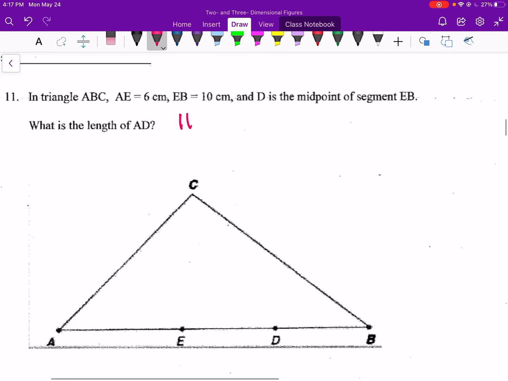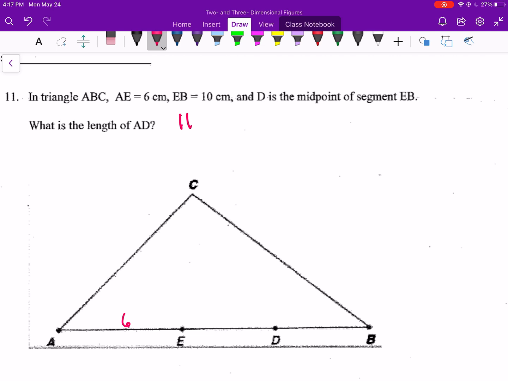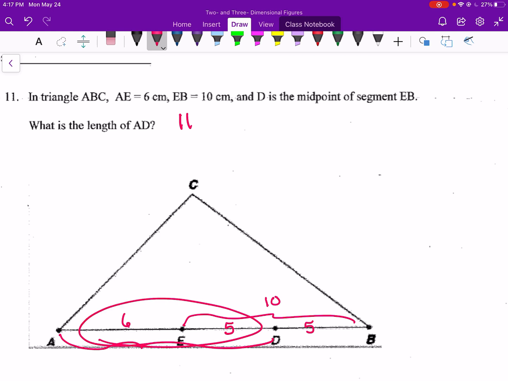Number 11, the answer is 11. We're given that AE is 6, is 10, and that D is the midpoint. So each part of that is 5. We're wanting to know what the length of A to D is. So if you take 6 plus 5, you get 11.